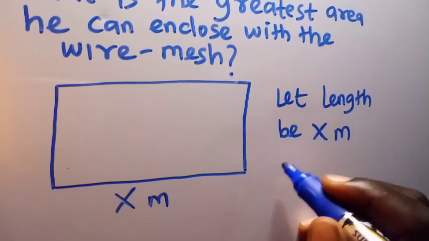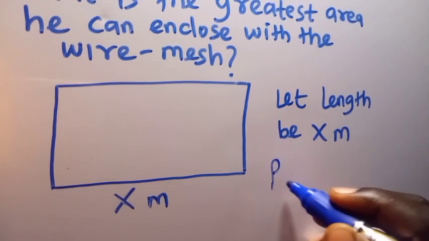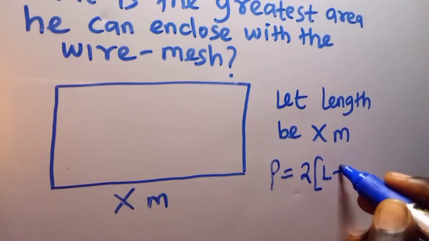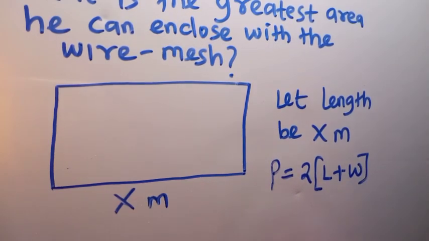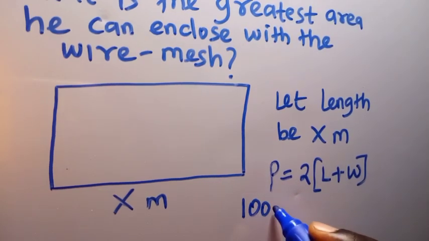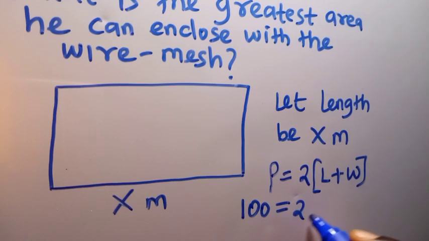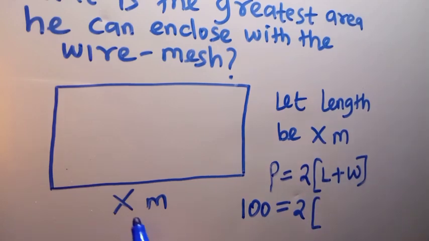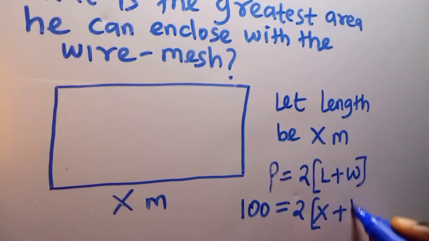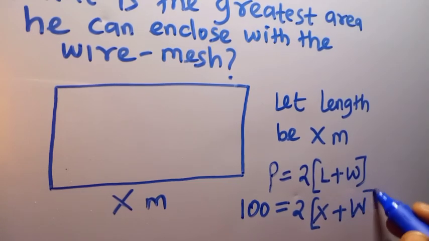Now, remember the perimeter of a rectangle. The perimeter of a rectangle is always 2 times (length plus width). Now, perimeter is the total length of the enclosure, and the total length of the enclosure is 100 meters. So 100 meters equals 2 times (length, which we let to be x, plus width). We don't know our width. We need to know it.